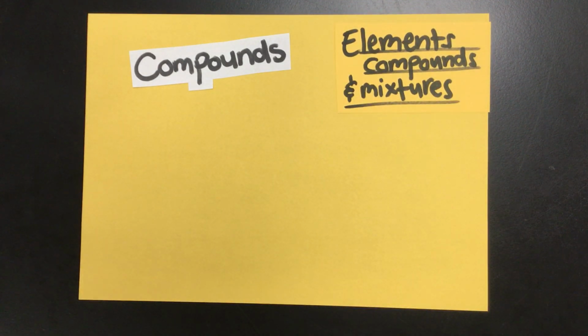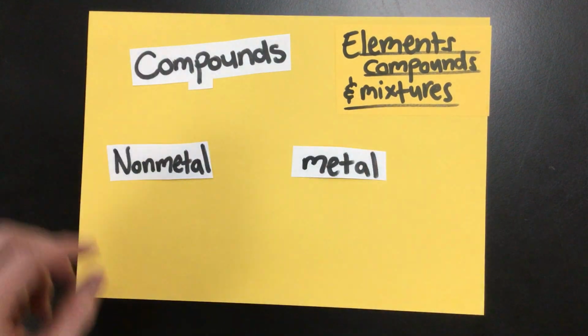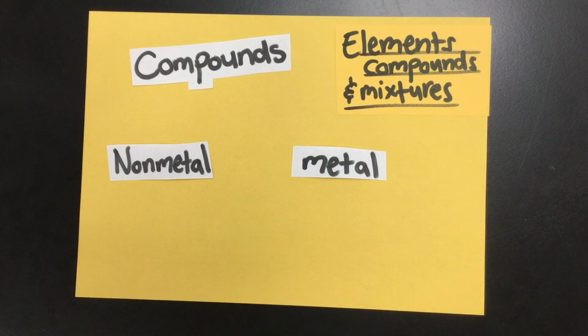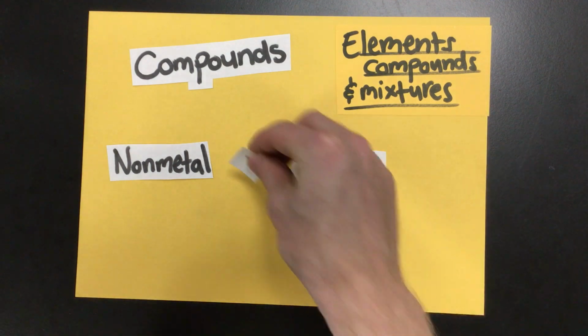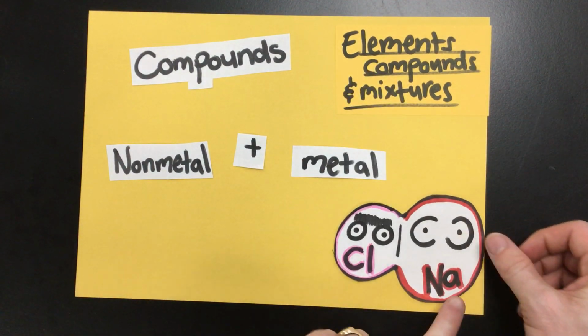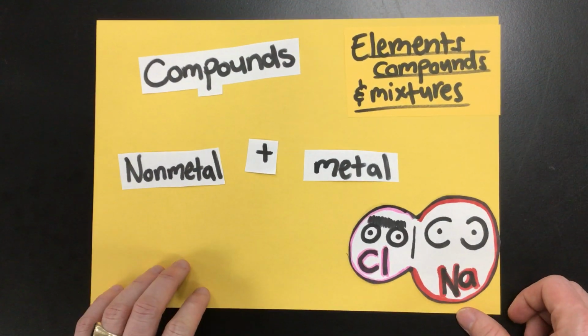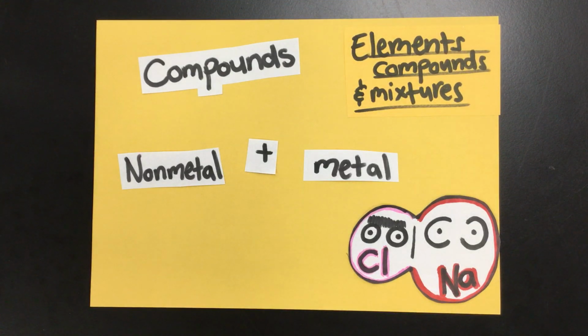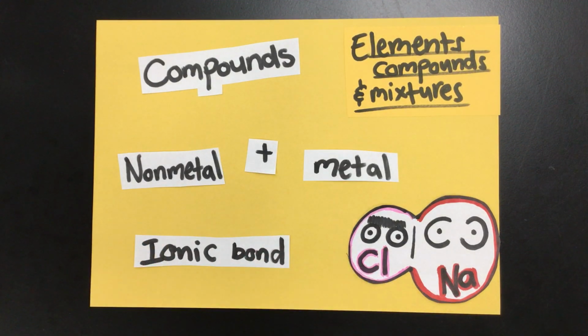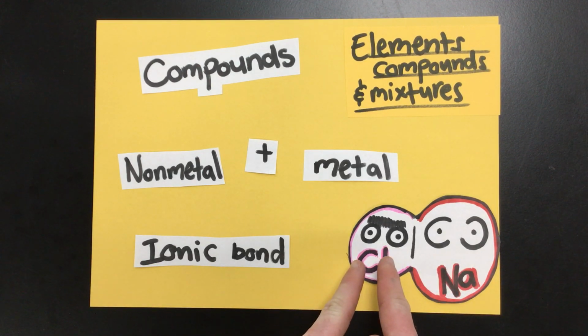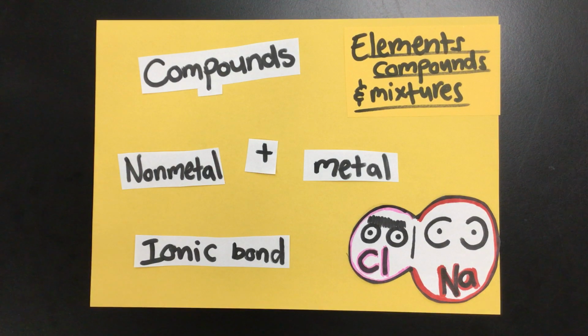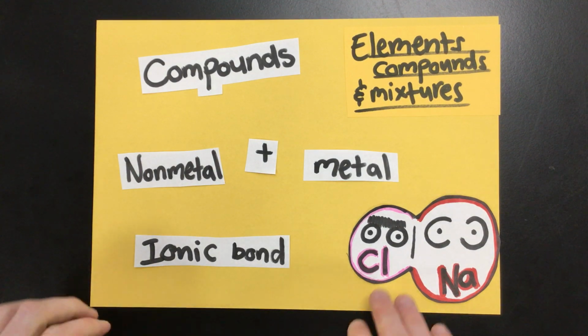In fact, if I was to take something like a non-metal and add it to a metal, much like I showed you before with my sodium and chlorine, I'd make a bond called an ionic bond. This ionic bond means that I've connected a metal to a non-metal. In this case, making something called table salt.